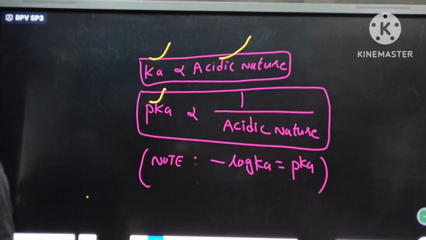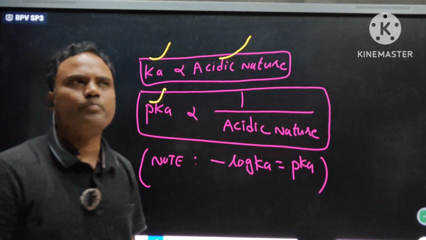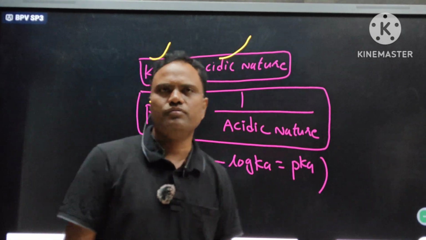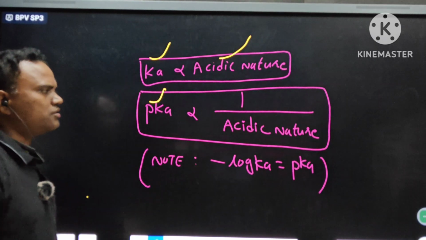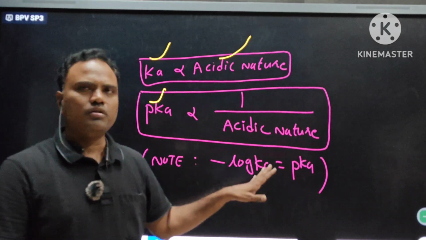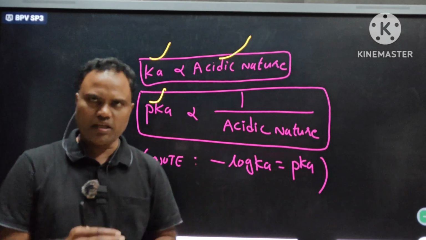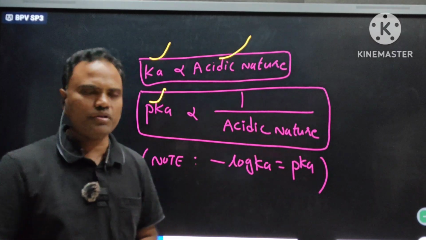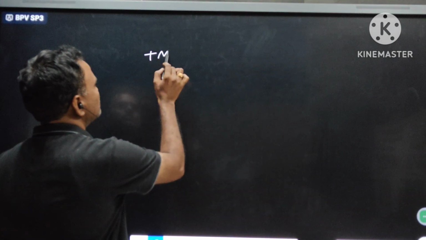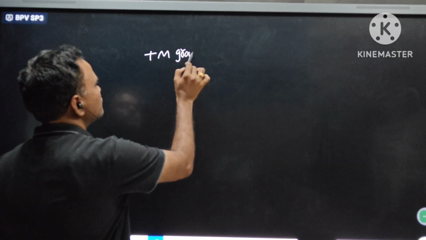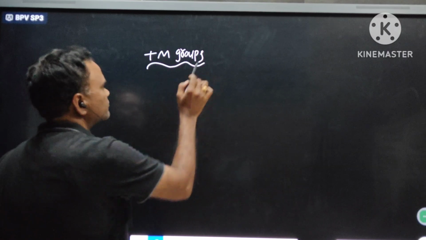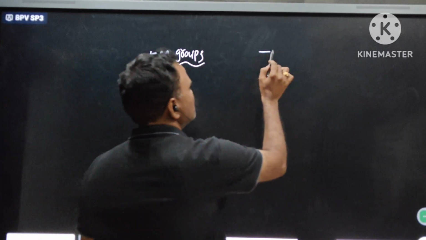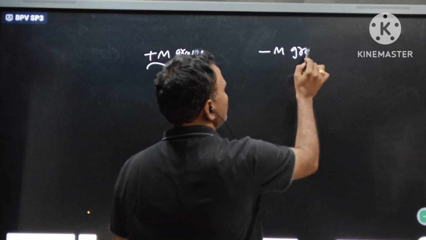Right. Now, the first year topic. Resonance applications means we are in the second year, but again we are doing first year topics. I already said topics will come two times. Write the heading: plus M groups, minus M groups.